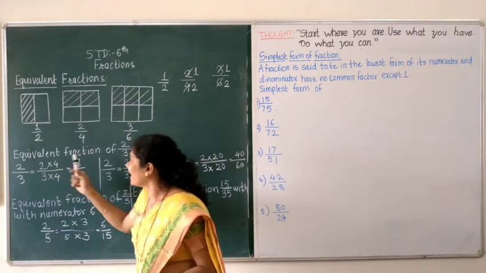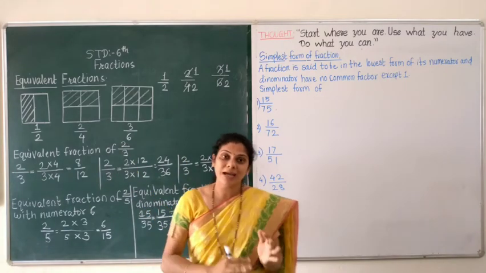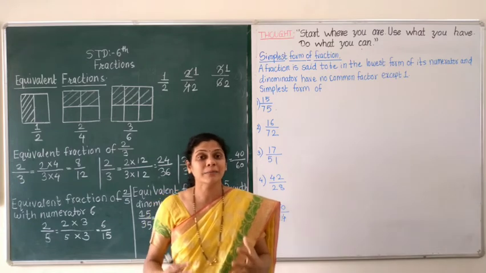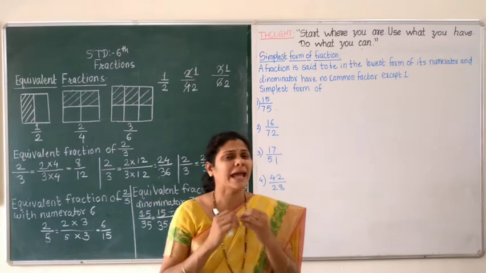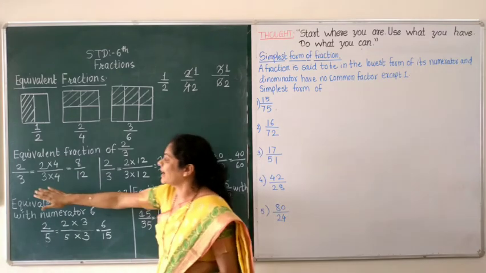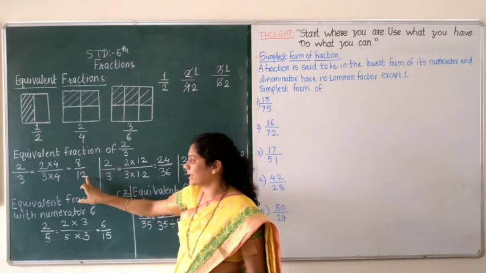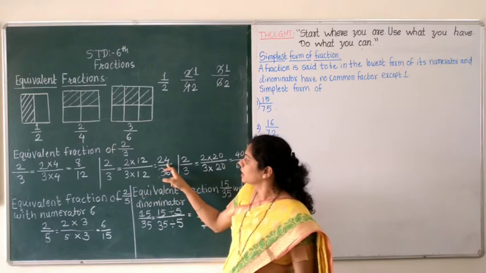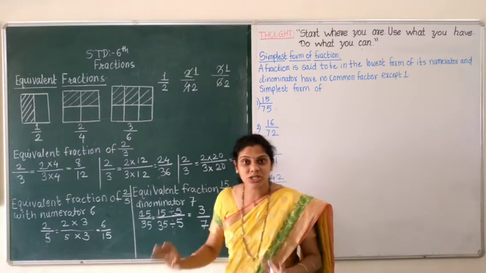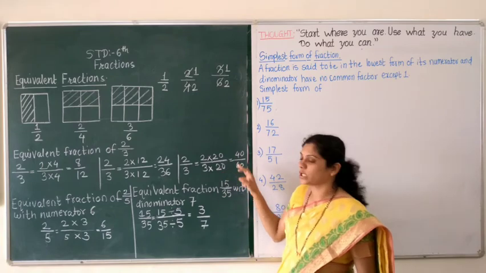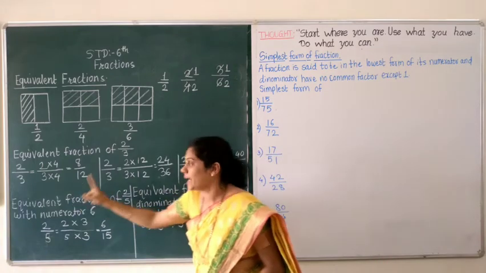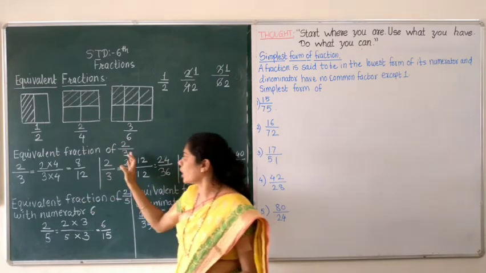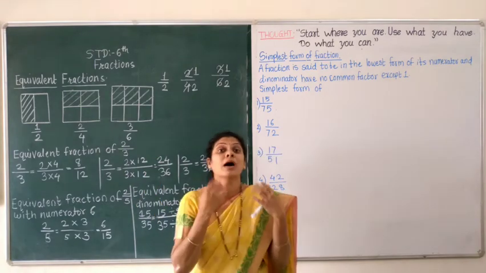Now look at here the equivalent fraction of 2 upon 3. Now we have to find out the equivalent fraction. And to find out the equivalent fraction, I can multiply the numerator and denominator by any number. Okay. So here I have multiplied these numbers by 4. So I get here 8 upon 12. If I multiply this fraction by 12, I get here 24 upon 36. If the same fraction I multiply by 20, I get here 40 upon 60. That means 8 upon 12, 24 upon 36, 40 upon 60 are the equivalent fractions of 2 upon 3. That means you can multiply by 100 also.